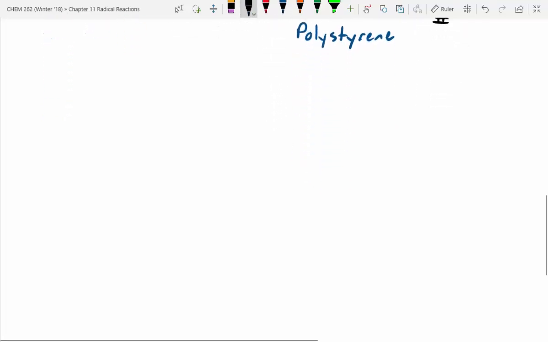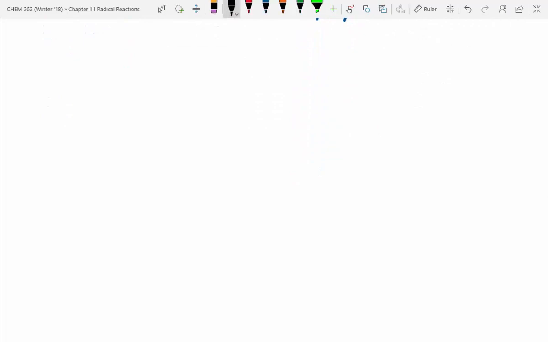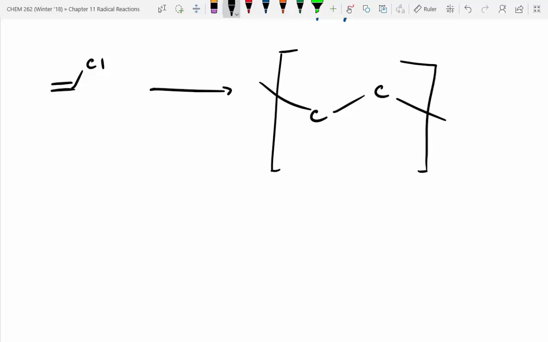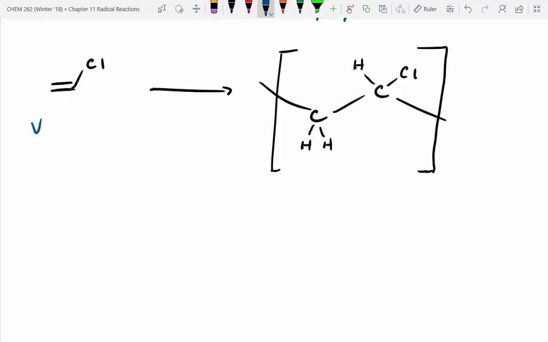All right, let's do a couple others. Next one we have has a chlorine off of it. So now we've got 2 hydrogens over here. I'm going to actually move this up a bit. A chlorine and a hydrogen. The monomer in this case is called vinyl chloride. Vinyl is another word for an alkene, essentially. And that means that the polymer in this case is called polyvinyl chloride.